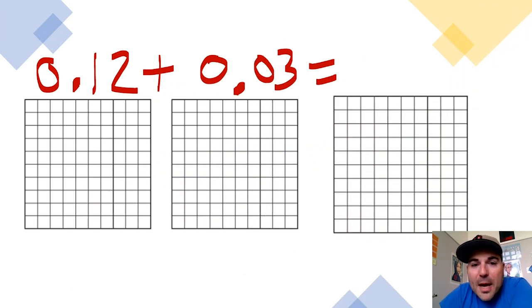Let's go through a few math problems where we are adding parts of a whole. In this case, we're adding decimals to find a total or the sum. Our first math problem is 0 and 12 hundredths. And we are going to combine 0 and 3 hundredths.